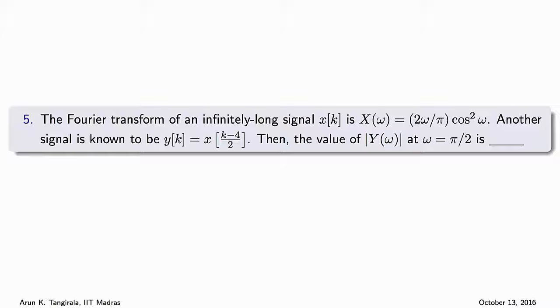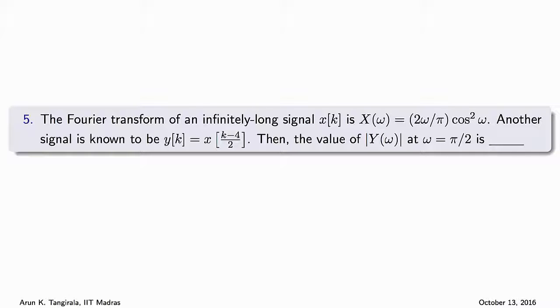X of omega is given to us. This is understood to be DTFT, and there is another signal which is y of k. As you can see, y of k is x of (k minus 4) in the numerator by 2 in the denominator. So, what this means is y is essentially a scaled and shifted version of x, and what we are being asked is the magnitude of Y of omega at a specific frequency omega equals pi by 2.